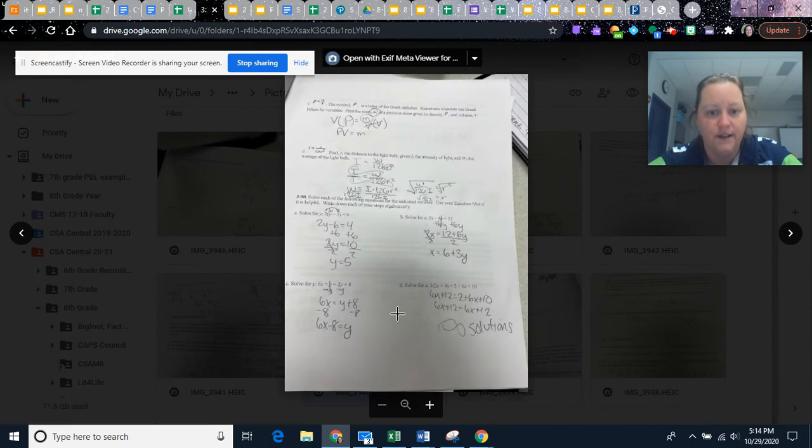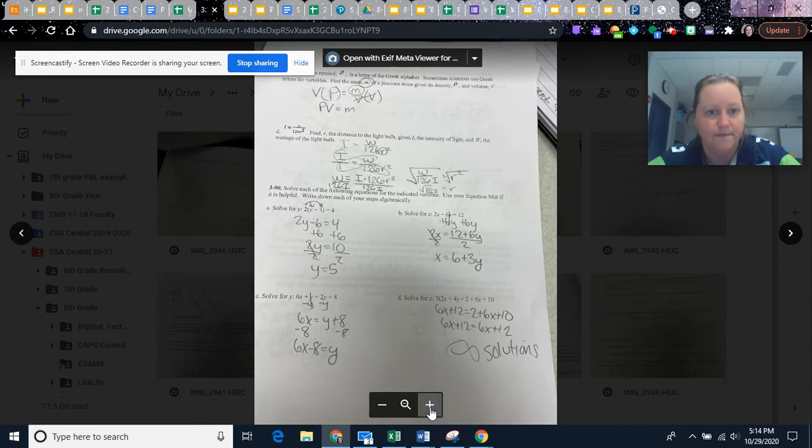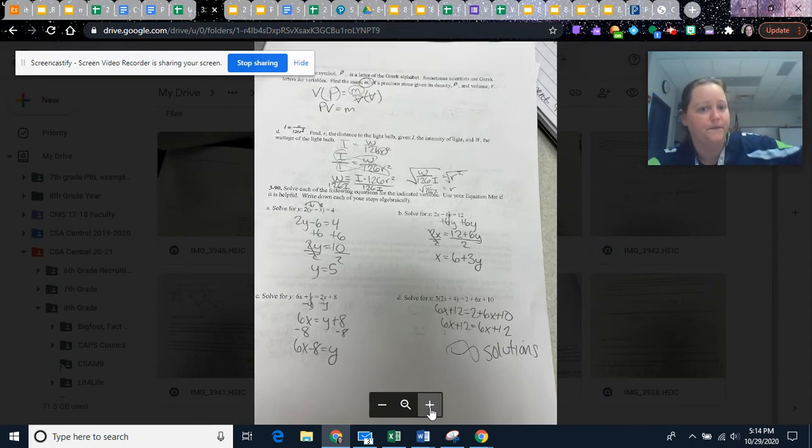Okay, continuing on, solving some of these equations. I'm going to see if I can zoom in without it messing too much up. So on the first one, it says, I don't know what that letter is. I know it's not pi, because pi, we know what pi looks like. So that symbol is a letter of the Greek alphabet. Sometimes scientists use Greek letters for variables. Find the mass m of the precious stone given its density, cool looking P thing, and volume V. I am so sorry that I don't know what that letter is. Someone look it up and then send me an It's Learning message.